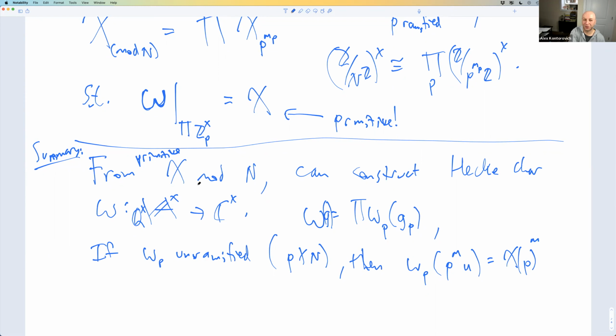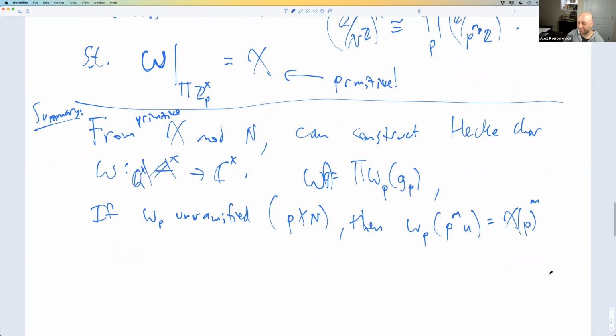I mean, this character is a function mod N that we can extend to a function on the integers. And so it gives some value to p. That just depends on the residue class of p mod capital N. So even for the unramified places, you're still using this chi? That's right, and nothing breaks. It can't. I mean, this is what happened above.